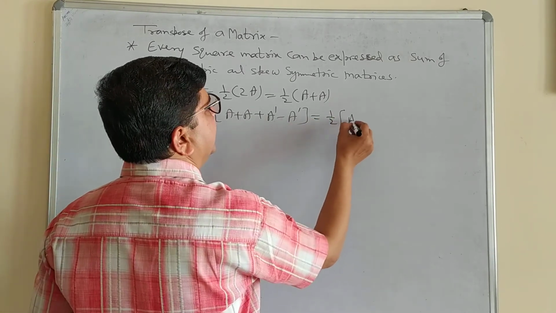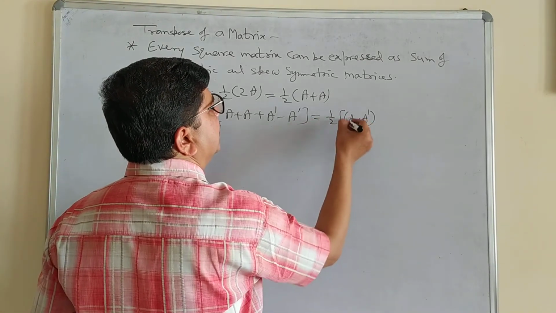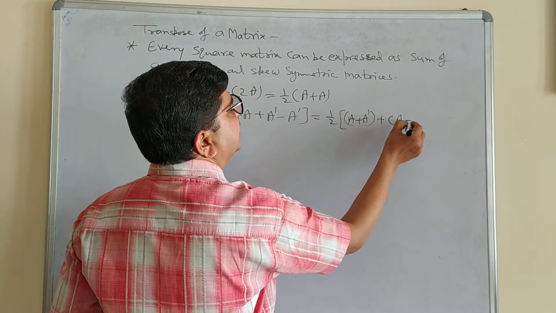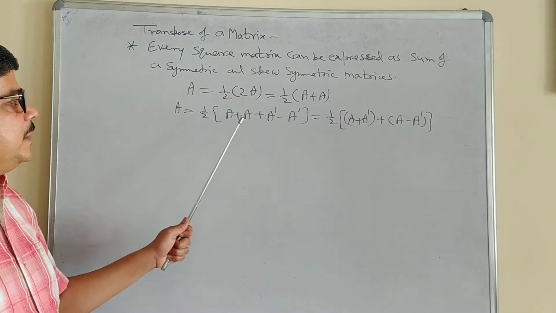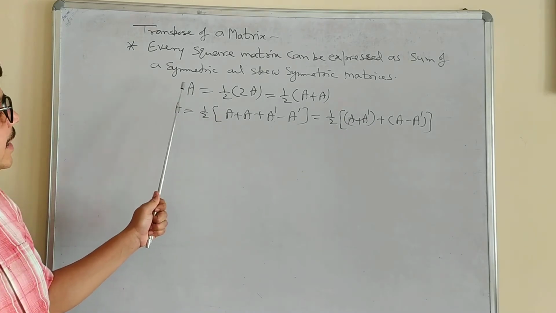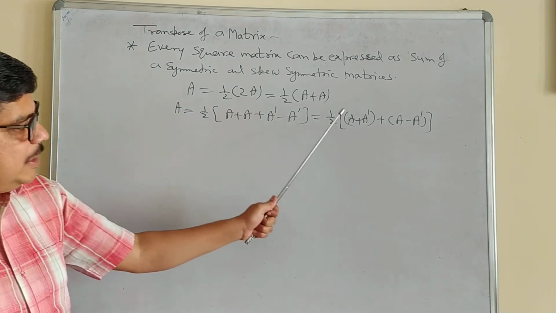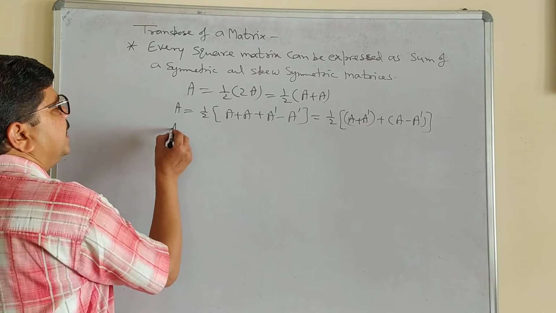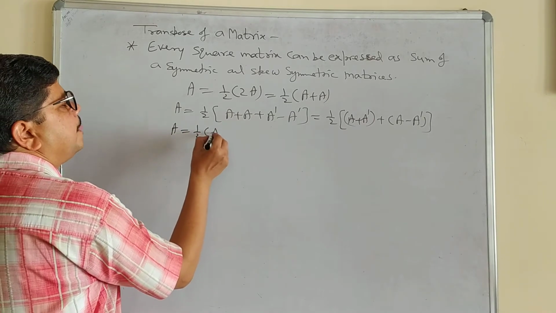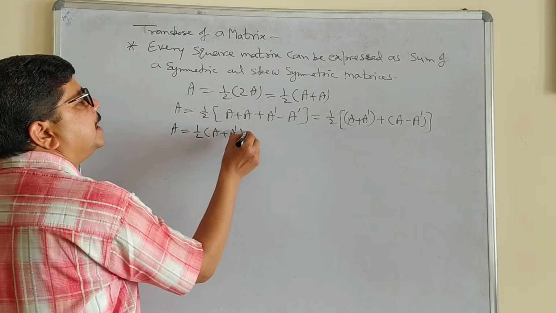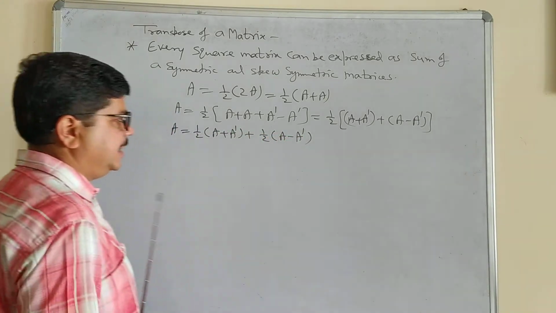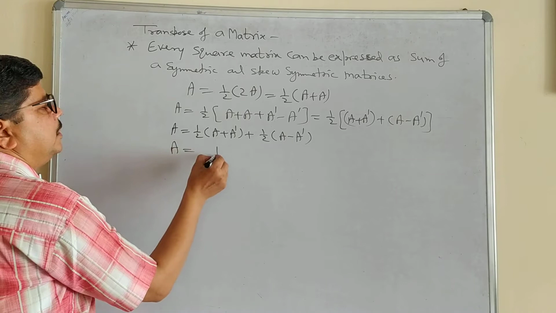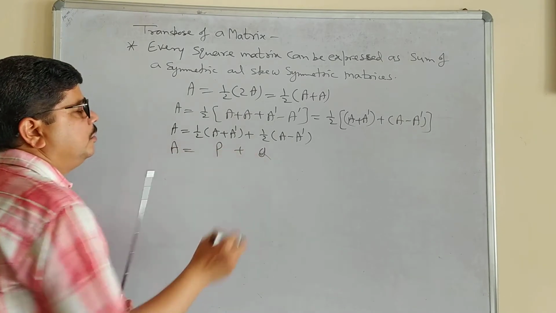Half, taking A plus A transpose as one matrix and A minus A transpose as the second. So this matrix A is equivalent to this: A equals half of (A plus A dash) plus half of (A minus A dash). Suppose A equals P plus Q.